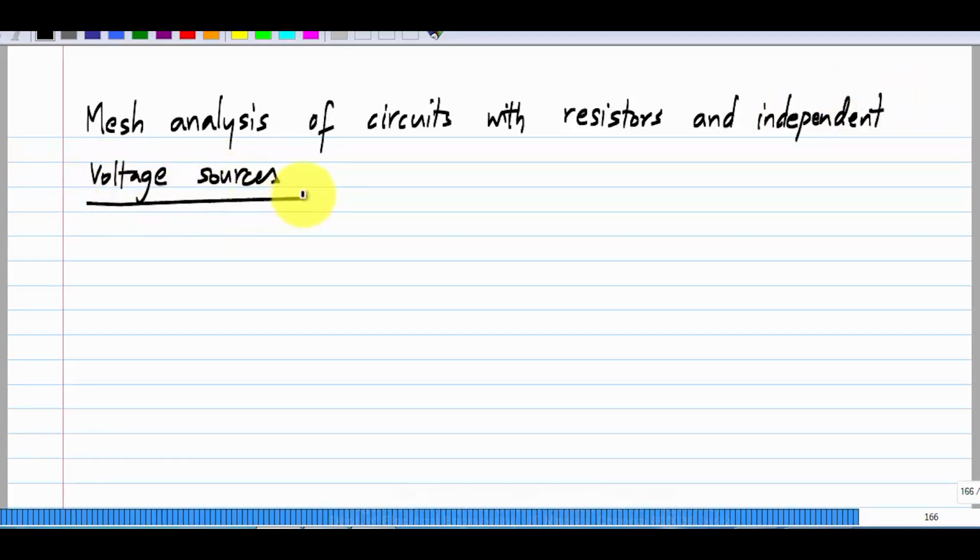You can see that this is sort of the counterpart of nodal analysis, where we first took circuits with only resistors and independent current sources. That happened to be the most convenient case for nodal analysis. Similarly, for mesh analysis, the circuits with resistors and independent voltage sources are most convenient.